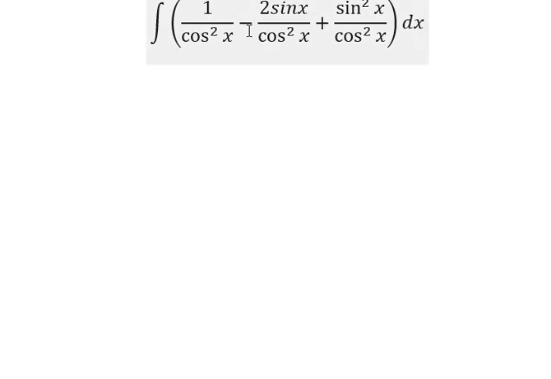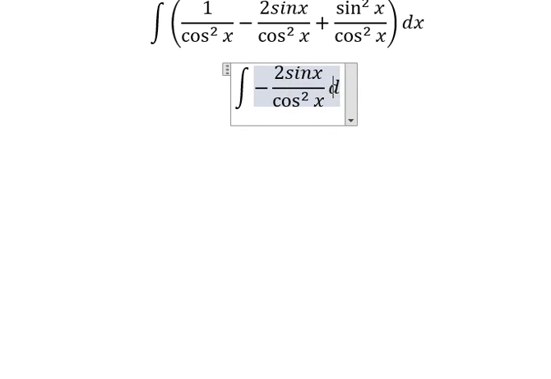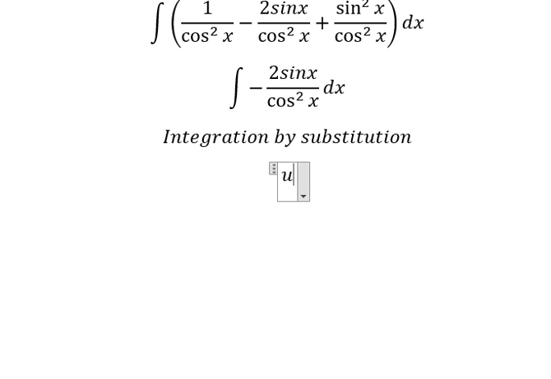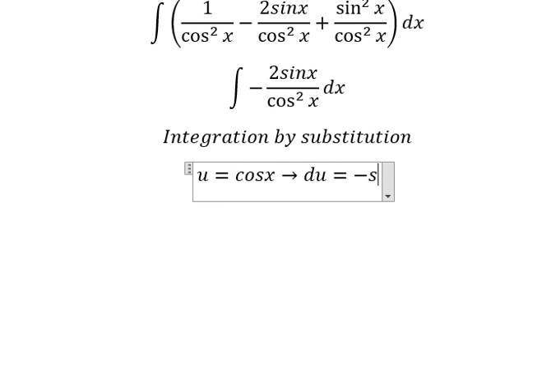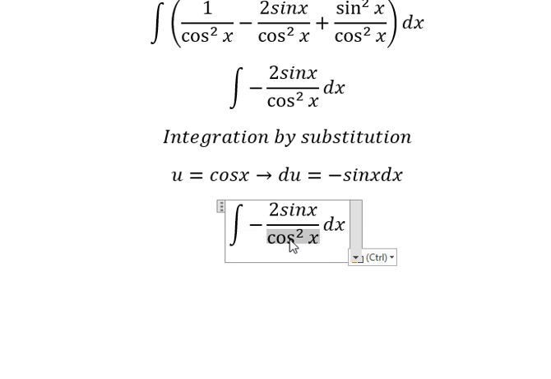Next, I will concentrate on this one only. Next, we need to use integration by substitution. So I will put u equals cosine s. After that, we take the first derivative of both sides, and we have negative sin s ds. Next, we change to u, and we have u squared. Negative sin s ds, we change to du.